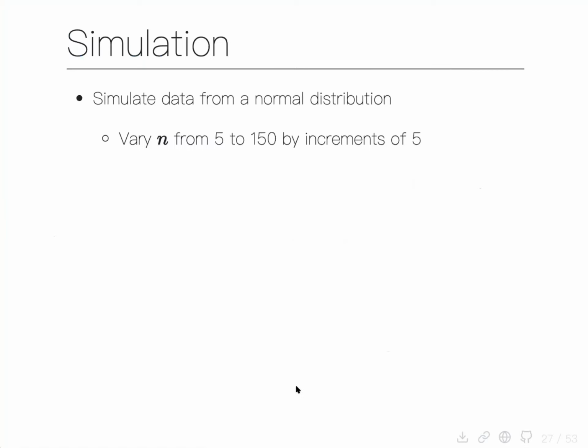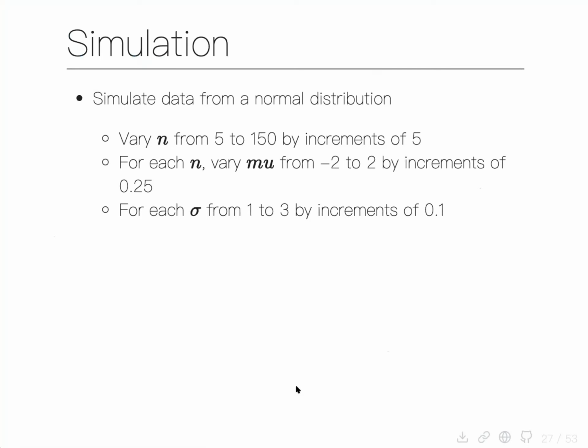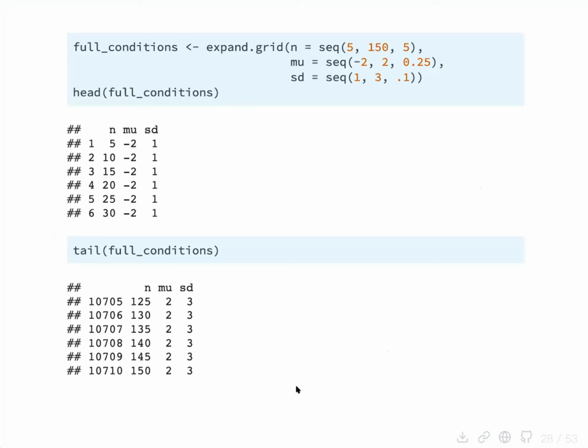Okay, so going back to our simulation, we're going to vary the n from 5 to 150 in increments of 5. Vary the mean from -2 to 2 in increments of 0.25. And then we're going to vary the standard deviation from 1 to 3 in increments of 0.1. Okay, so this is just like we did before. We're going to first set our conditions. Okay, in this case, I've created the data frame. I'm calling it full conditions.